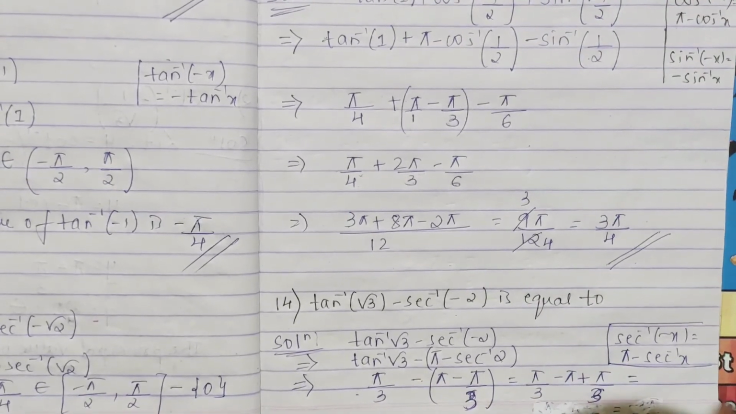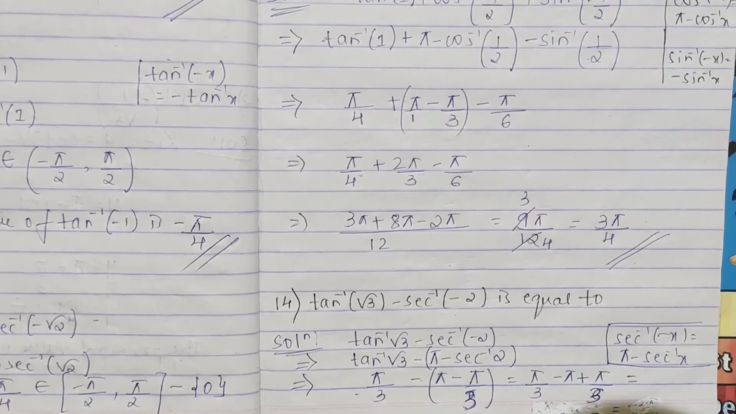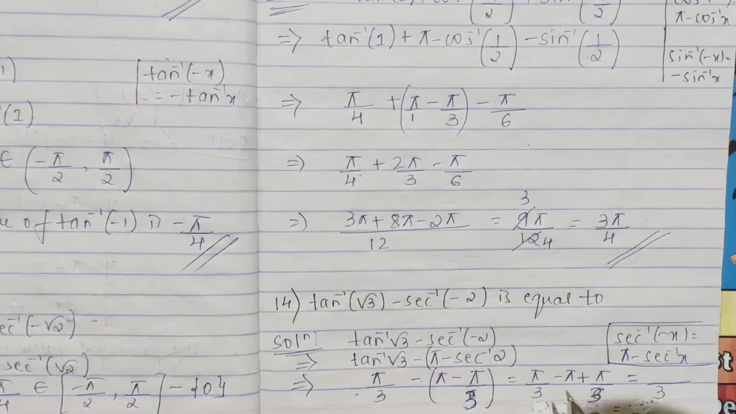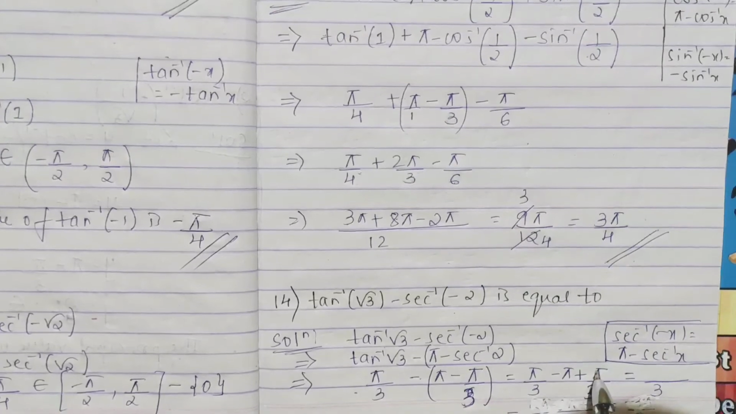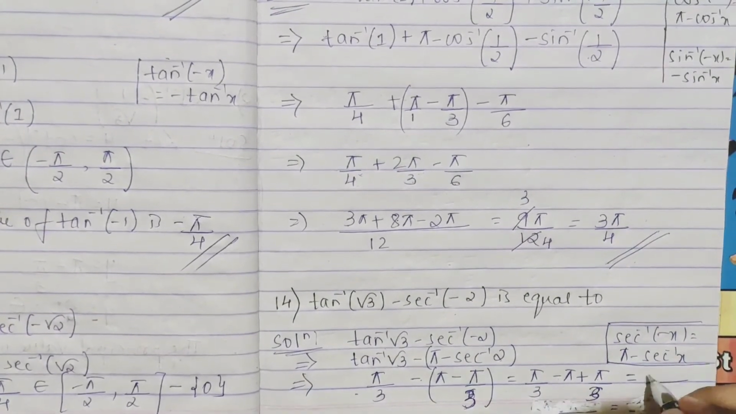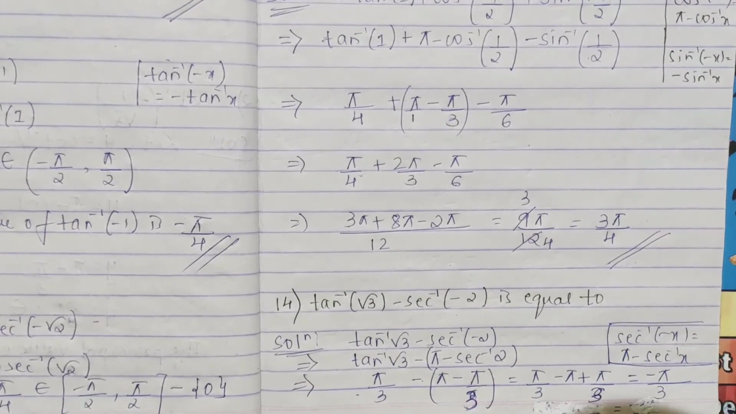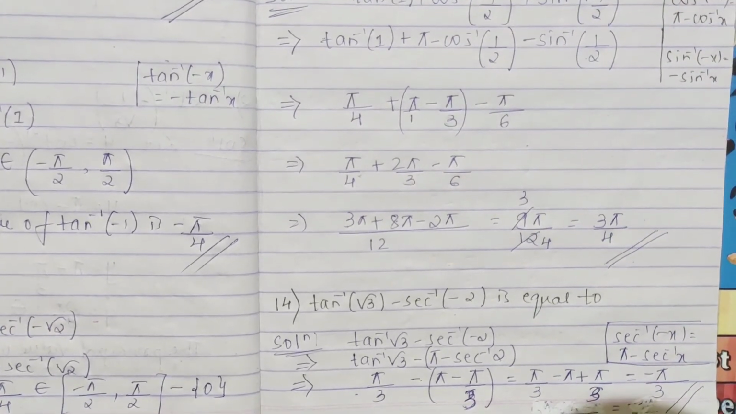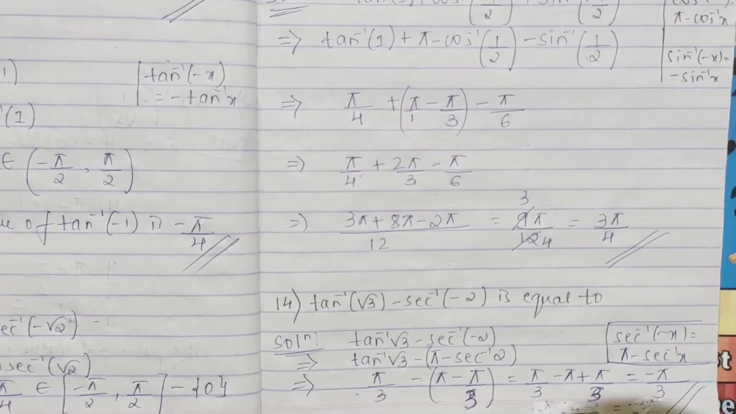So what you will get is 2 pi by 3 minus pi. So take down the LCM. The LCM here will be 3, and this will be pi plus pi, 2 pi. 2 pi minus 3 pi will be minus pi. So your value is minus pi by 3. You can see whether it is in your options. Yes, it is your B option, minus pi by 3.